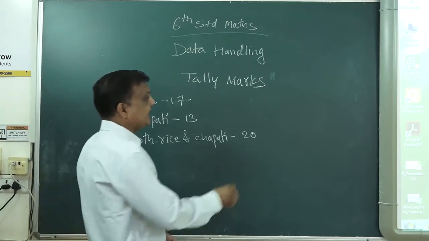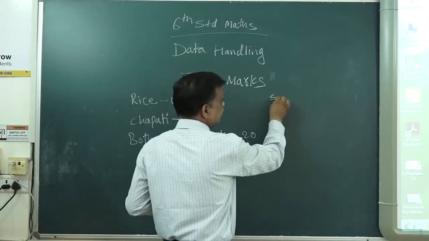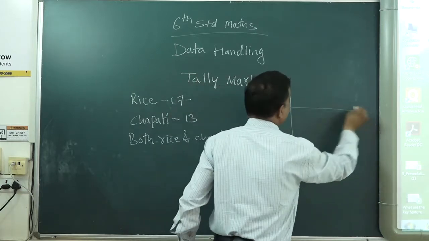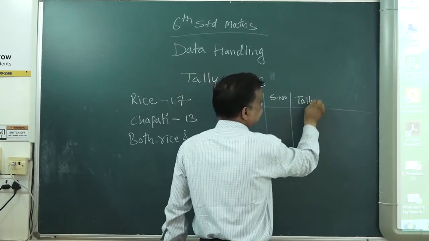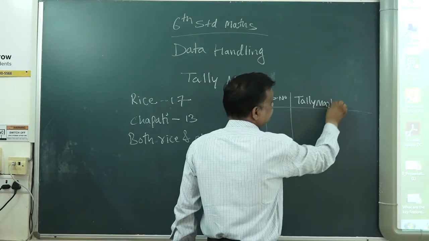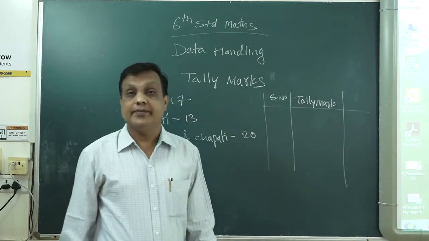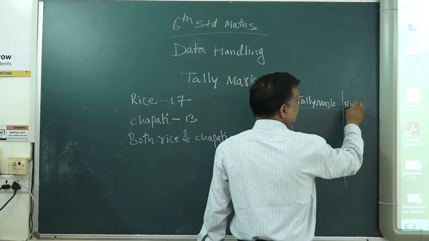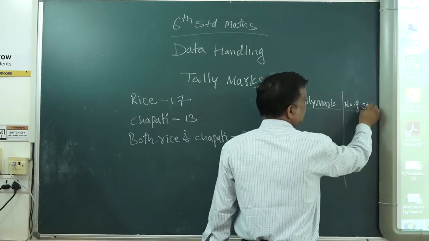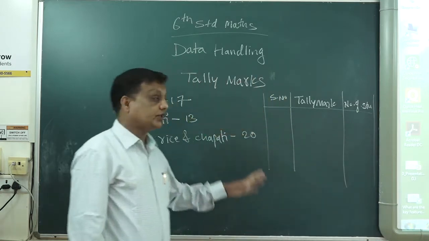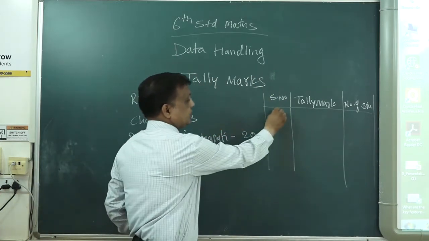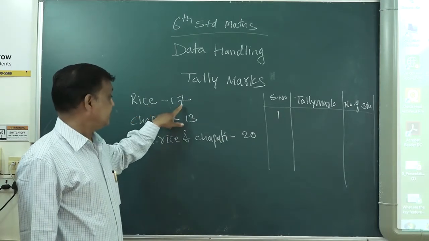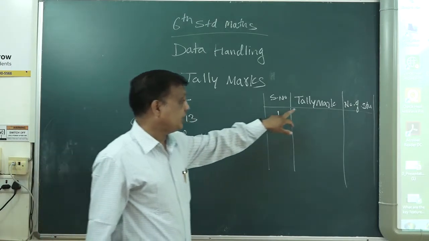Now how to make a tally mark? First, here a serial number column. Second, here tally mark. And third one is number, number of students or anything, whatever that is. Now we are showing serial number 1. What is shown here? Rice. So how many students prefer rice? 17 students are preferring rice. So here you have to show that.